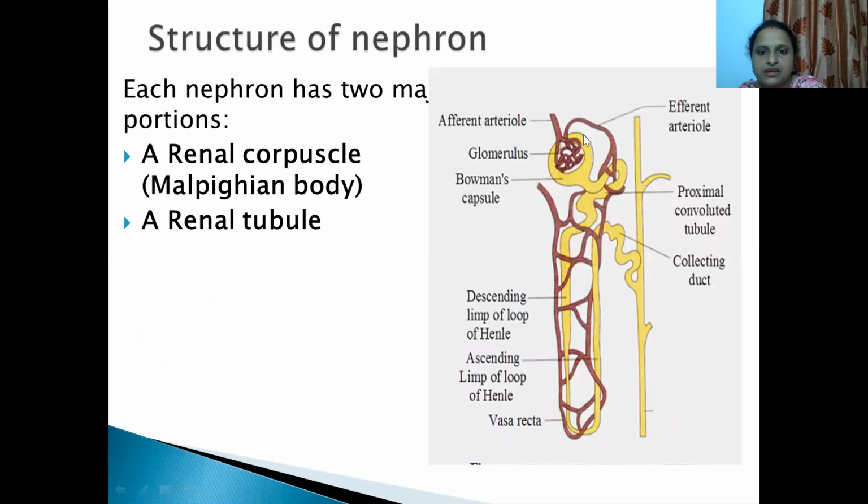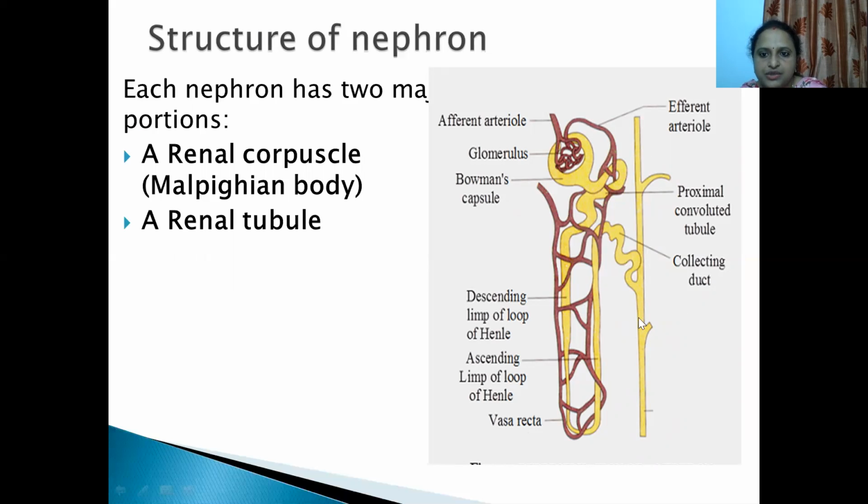Once again you can see here, this is the Bowman's capsule, glomerulus, this is the proximal convoluted tubule, and this is a U-pin, which is called the loop of Henle, having two limbs, descending limb and ascending limb, and it has a network of capillaries surrounding it. The network of capillaries surrounding the loop of Henle is called vasa recta. The network of capillaries surrounding the PCT and DCT is called the peritubular network, and then it leads to the collecting duct. DCT leads into the collecting duct, and from there it comes into the collecting tubule.